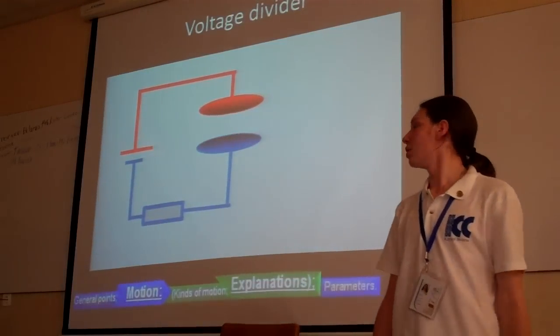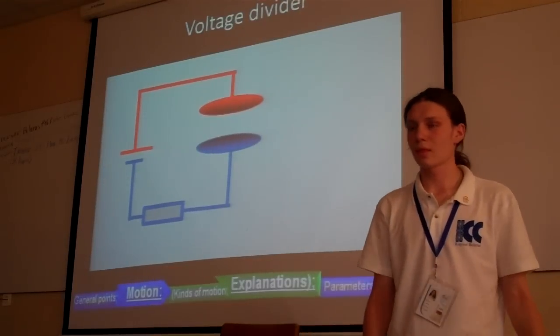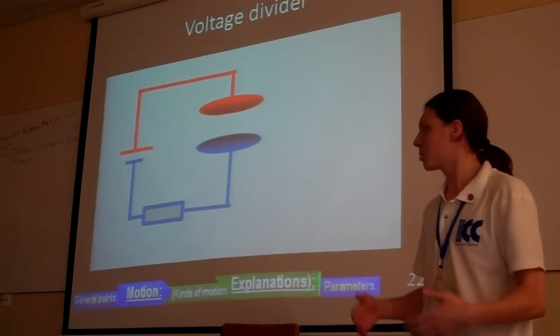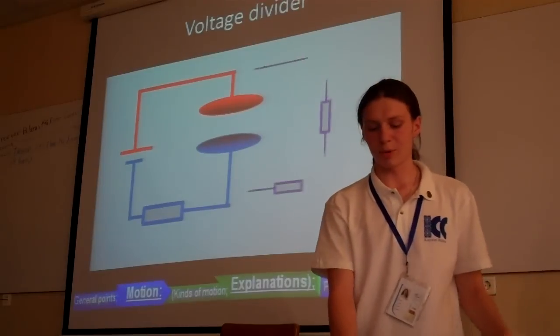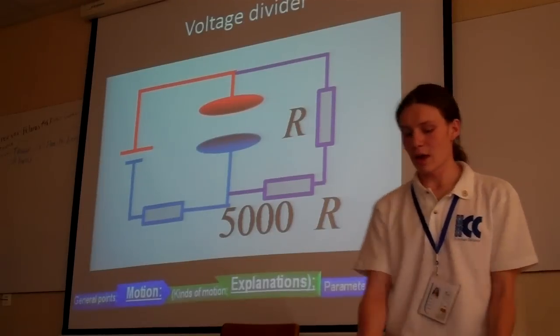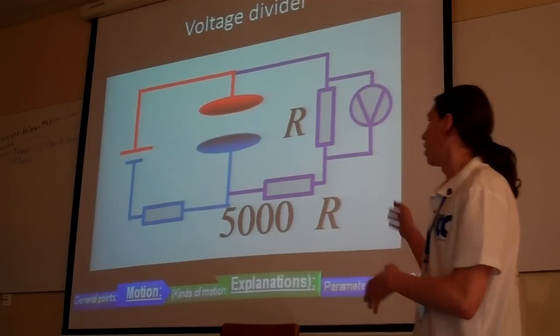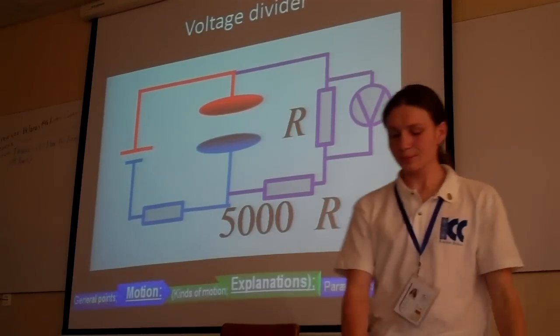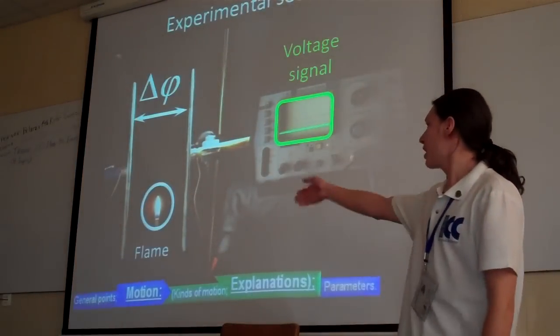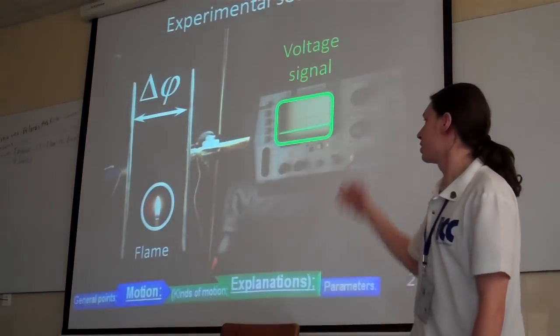To check our proportions, we built such an experimental setup. We added 2 resistors with a ratio of 5000 to 1, and took the voltage from the lower resistor. So here is our experimental setup. Here you can see our flame, plates, and voltage signal.